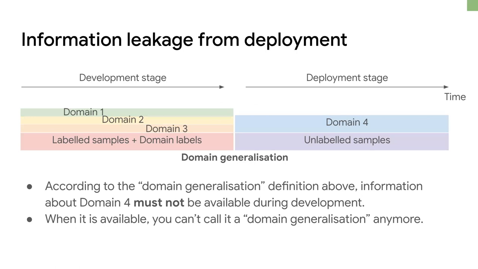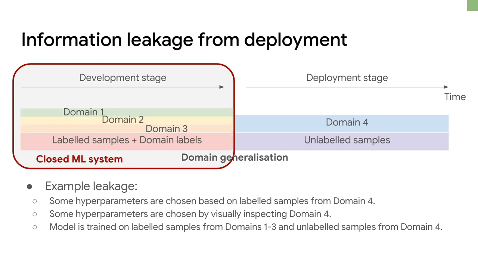And this is a new topic, which is information leakage from deployment, which I talked a little bit about before as well. According to the domain generalization definition, which is defined by the diagram here, information about domain 4 should not be available during development. When it's available, then either you're violating the assumptions here, or maybe you should not call this domain generalization anymore, but call it something else. So it should be a very tight, closed machine learning system. But you see in practice a lot of leakage. Some examples: you make some hyperparameter choice based on the samples from domain 4, right? Or you can even just visually inspect domain 4 samples and make design choices.